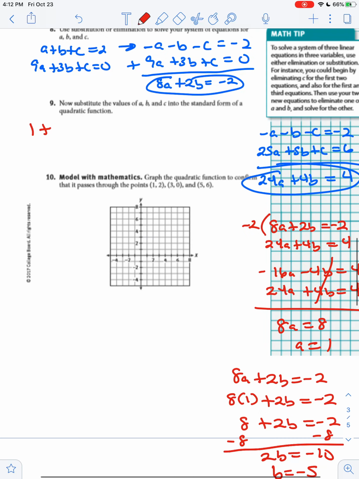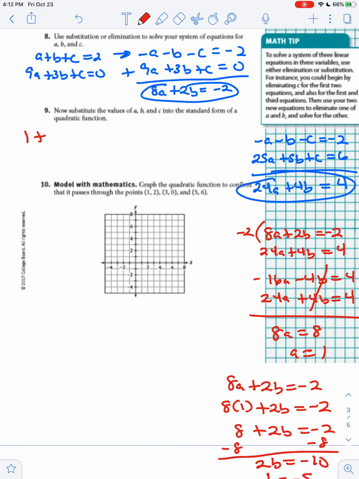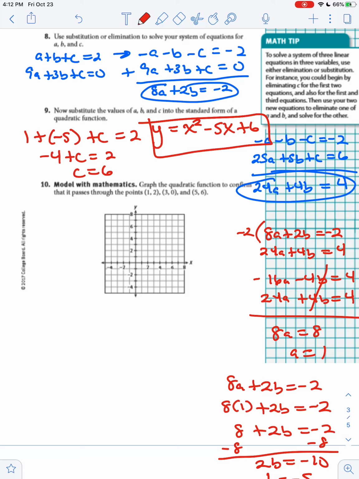And so if you plug a and b back in, maybe to the first equation, then you'll have, so we have our a is 1. We know that our b is negative 5. 1 plus negative 5 plus c equals 2. So negative 4 plus c equals 2. So c equals 6. So our equation will be y equals, since a is 1, it's going to be 1x squared. B is negative 5, so minus 5x. And c is 6, and that's our equation.